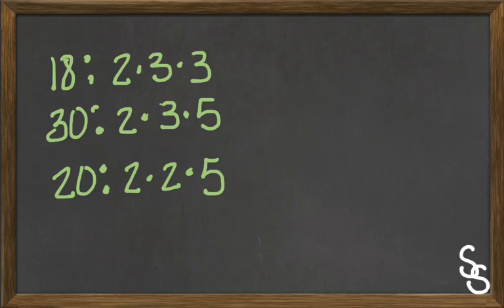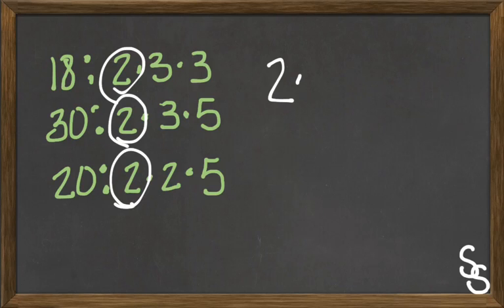Now we compare the prime factorization of these three numbers, first looking for prime factors that all three numbers have in common. There's 1, 2 that's in common. Now we look at what the numbers don't have in common. 20 has a 2, so that has to be added in. Now we look at the 3's. 18 has 2 3's, 30 has 1, so we need to use 2.